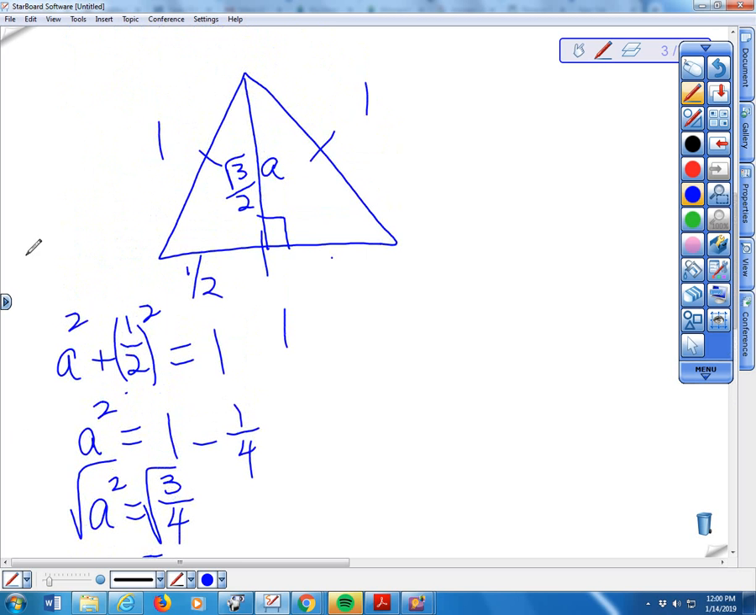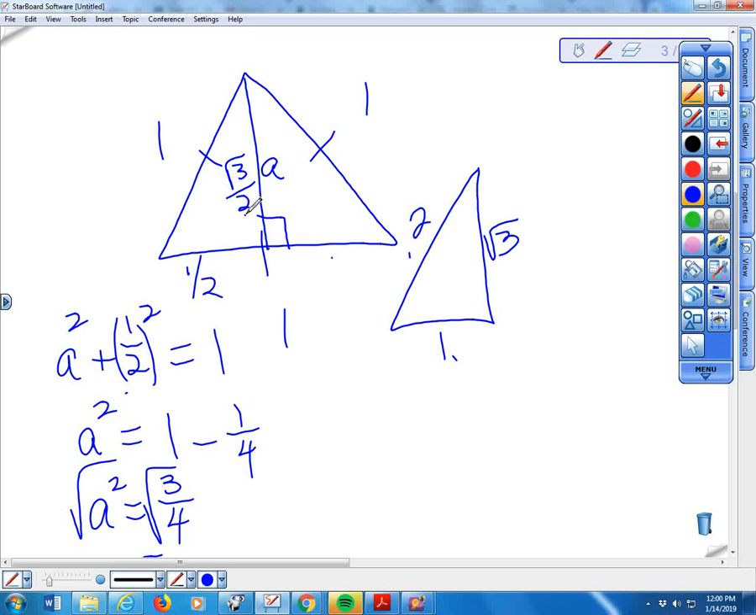So if I multiply everything by 2 to get rid of this fraction and this fraction, my 30, 60, 90 becomes 1, 2, square root of 3. I multiply this by 2, I get 1. Multiply this by 2, I get 2. Multiply this by 2, I get the square root of 3. You don't have to prove it every time you do it. This is what you need to know.